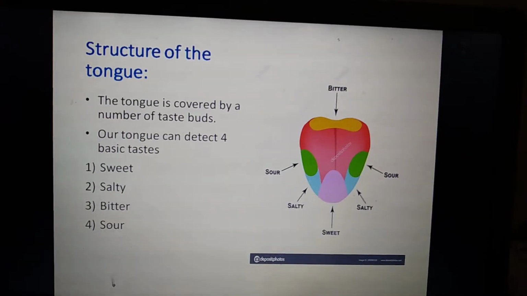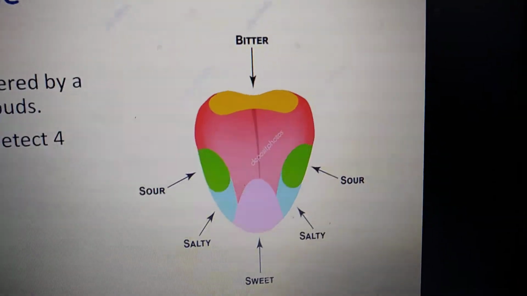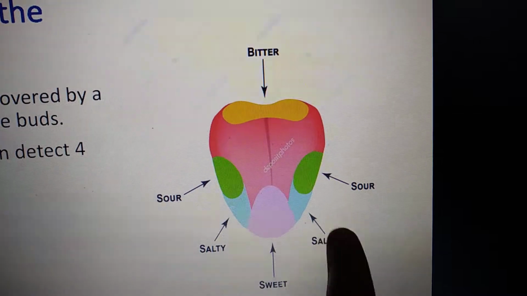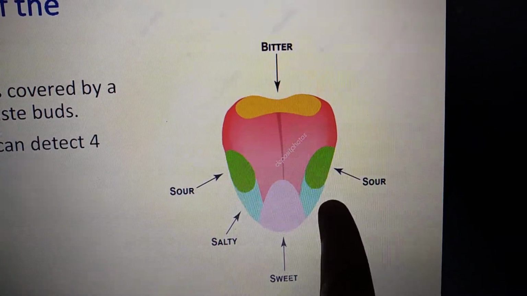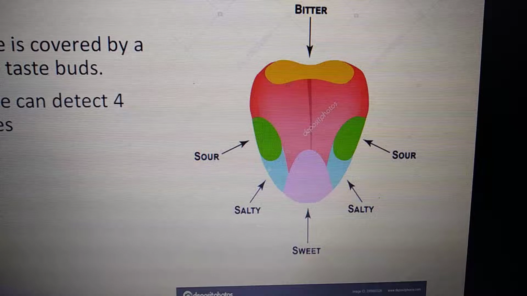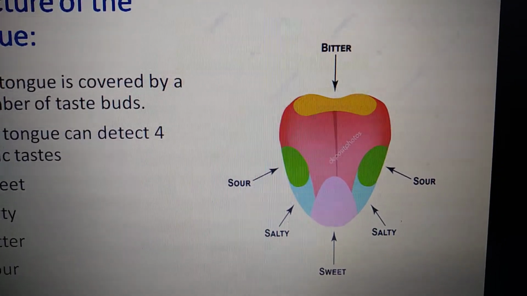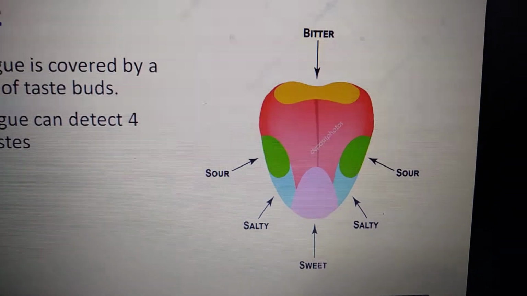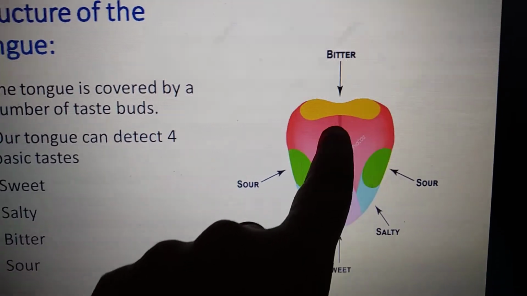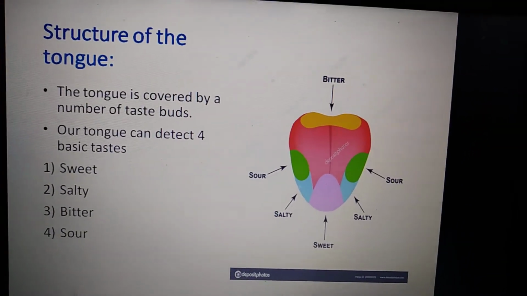So we are going to see the structure of the tongue. Here you can identify the front of the tongue, which helps to identify whether the food is sweet. Next to the sweet part, on the sides, there is a blue colour part, which helps to identify whether the food is salty. Next to that is a green colour part, which helps to identify whether the food is sour or not. And the bitter part we can find at the rear of the tongue. Rear is nothing but the bottom of the tongue, where we can identify whether the food is bitter or not. So this is the structure of the tongue.